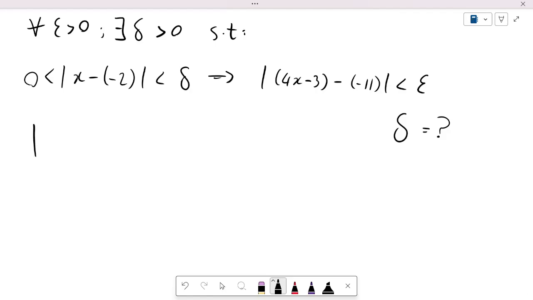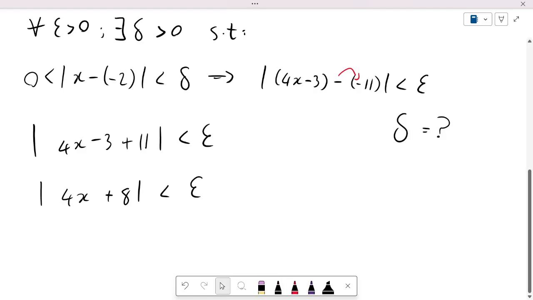We're going to say the absolute value of 4x minus 3. Let me just get rid of the bracket. And now we're going to actually simplify this. So this negative and a negative gives a positive, so that's going to be positive 11, which is less than epsilon. And then we have to simplify this one over here. We get 4x, so 4x is still a term on its own. Then we have negative 3 plus 11, or we can say 11 minus 3, which is equal to positive 8, which is less than epsilon.